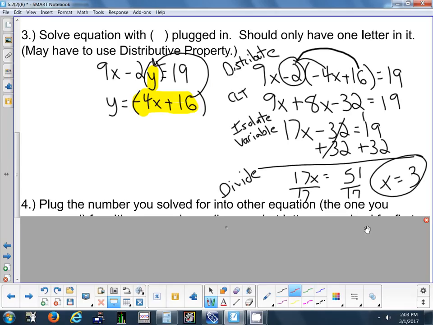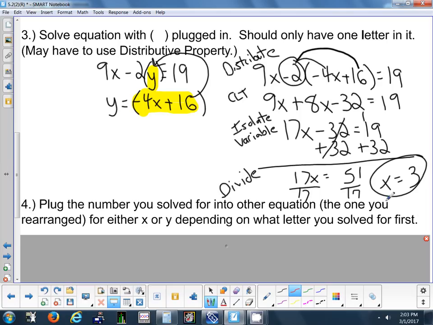All right, now, just like yesterday, we're going to plug the number you solved for. So here, we solved x for 3. We're going to plug it into the other equation. I want to plug it into the equation that I rearranged. I'm going to plug it in for x or y, depending on what variable I solved for first.